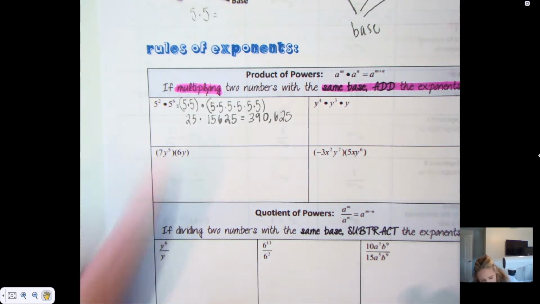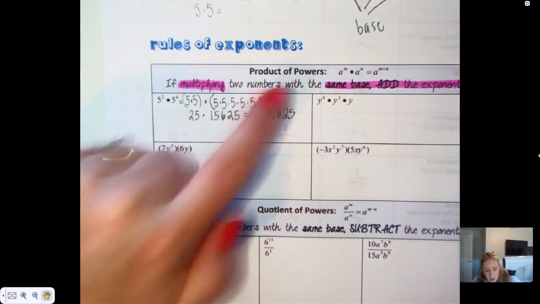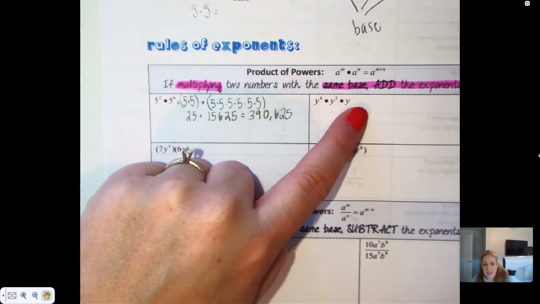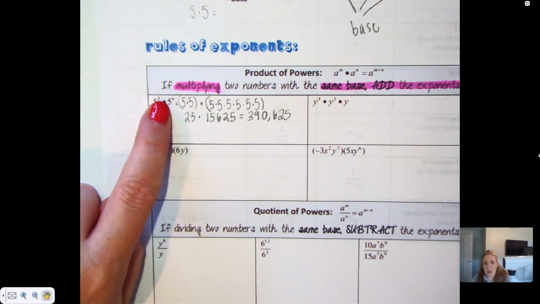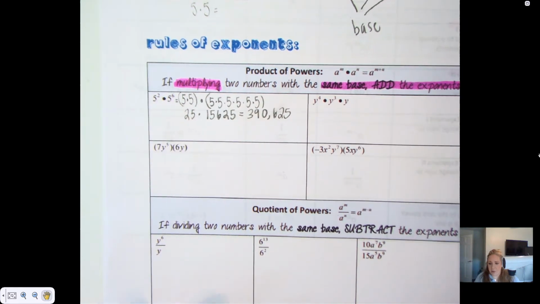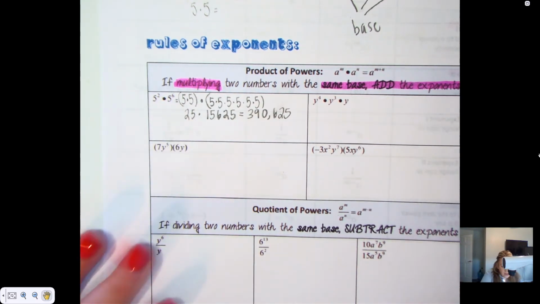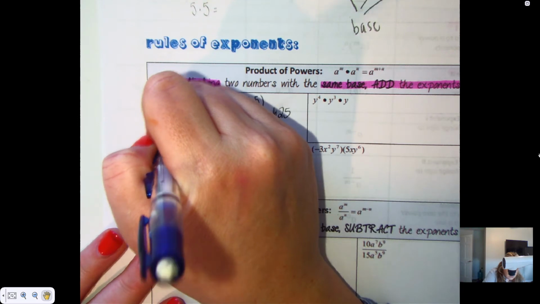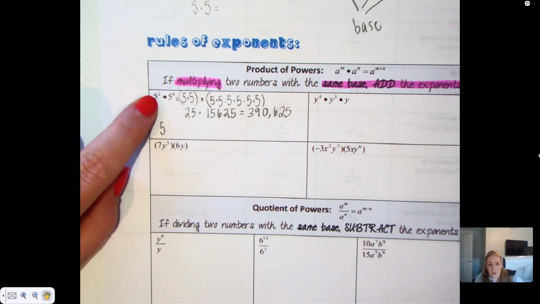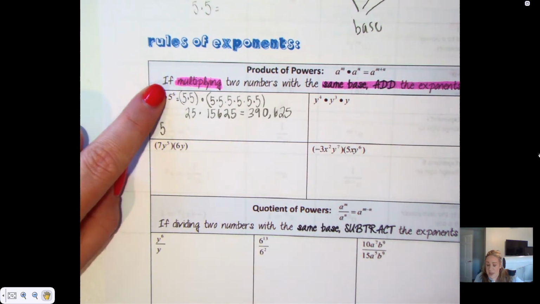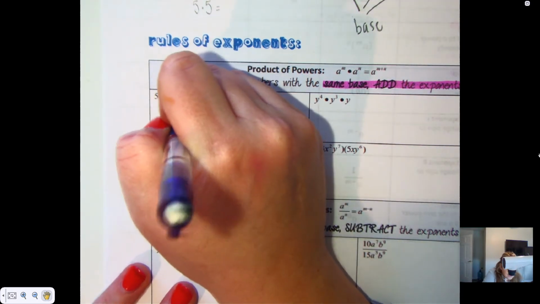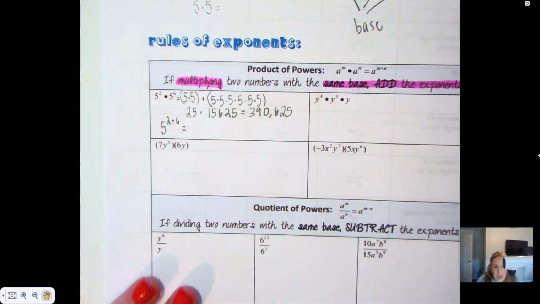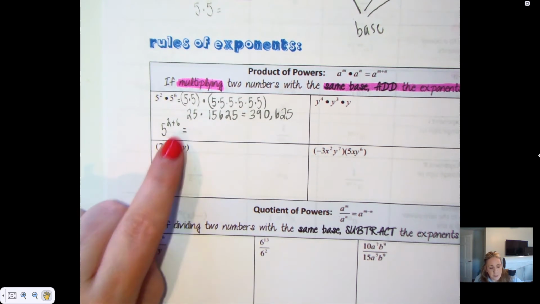An easier way is if multiplying two numbers with the same base, that means that this number that everything is being raised to is the same, you can add the exponents together. So what does that look like? Well, rewrite the base, the base is 5. They're both 5 raised to something. And then you can add the exponents. So I will have 2 plus 6. Okay.